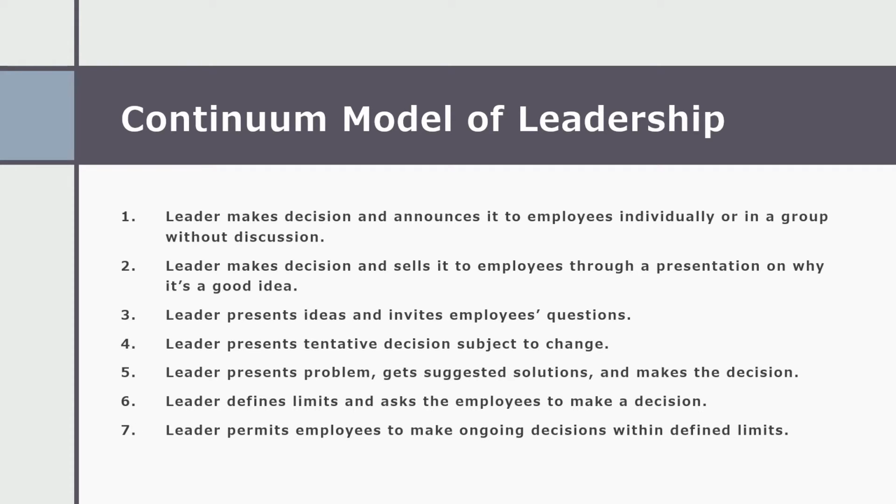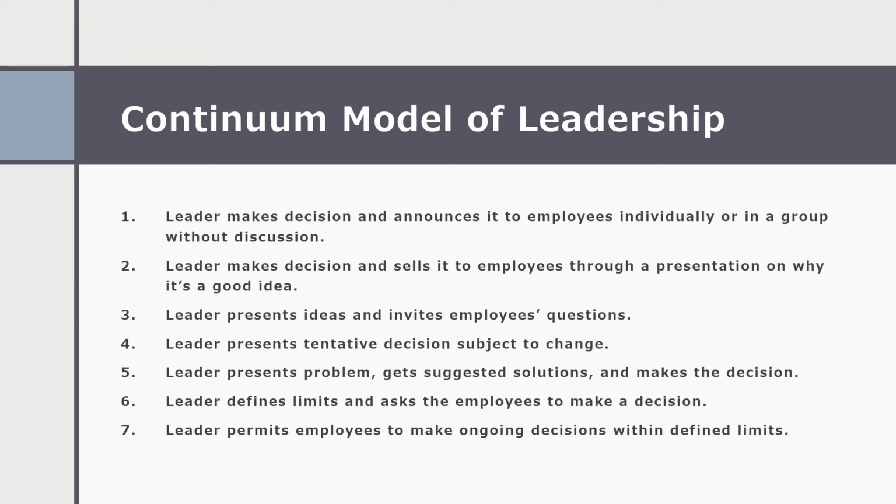So, as you can see here, number 1, the leader makes the decision and announces it to employees individually or in a group without any discussion. It could also be in writing. Number 2, the leader makes decisions and sells it to employees through a presentation of why it's a good idea. It could also be in writing. Number 3, the leader presents ideas and invites employee questions. Number 4, leader presents the tentative decision subject to change.